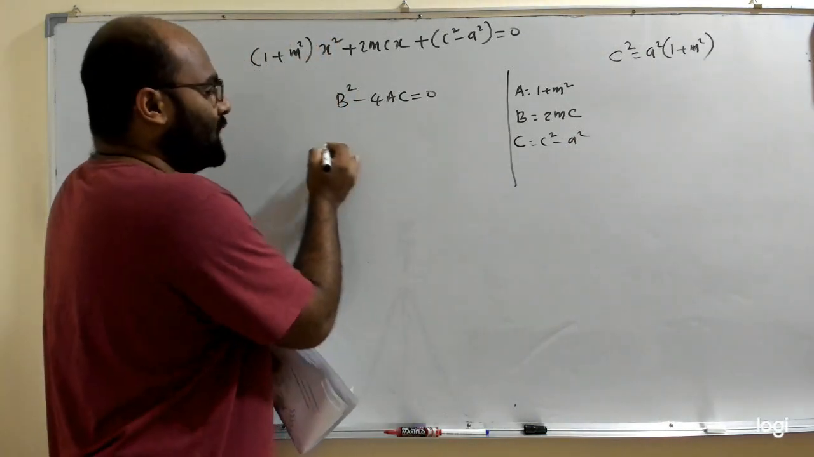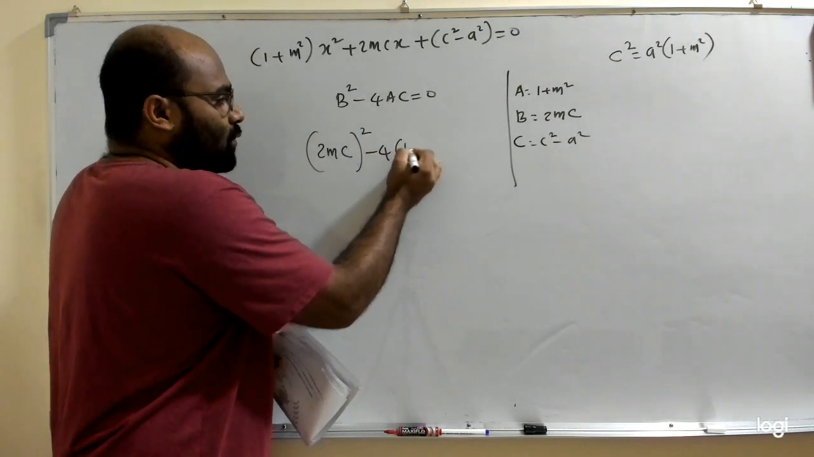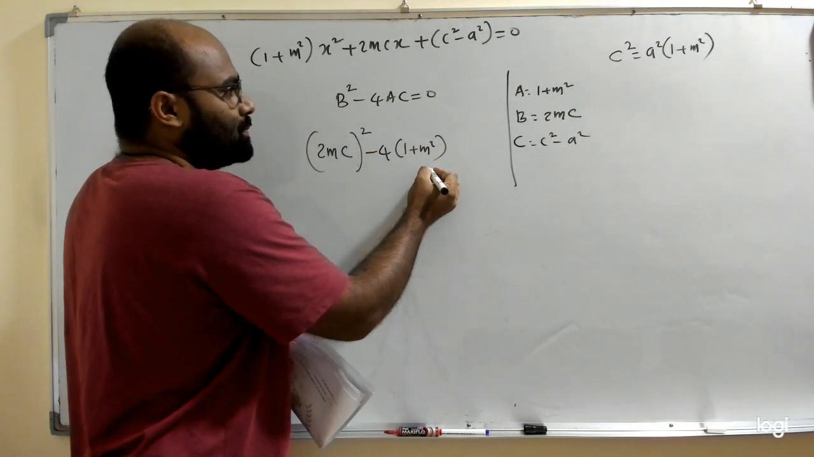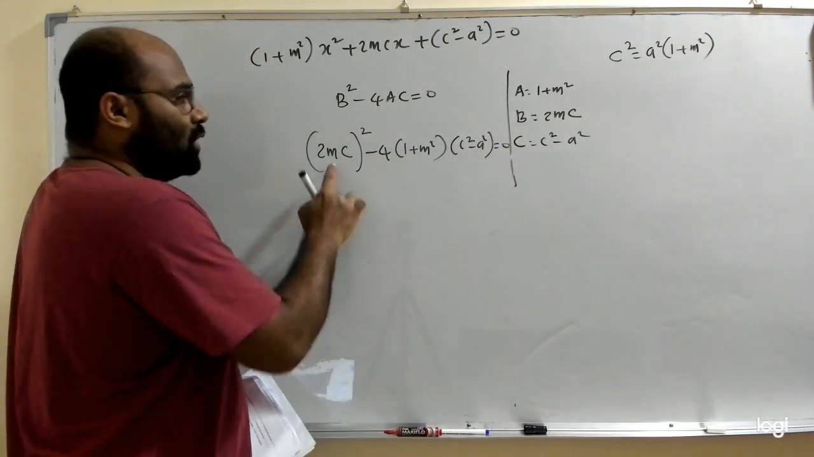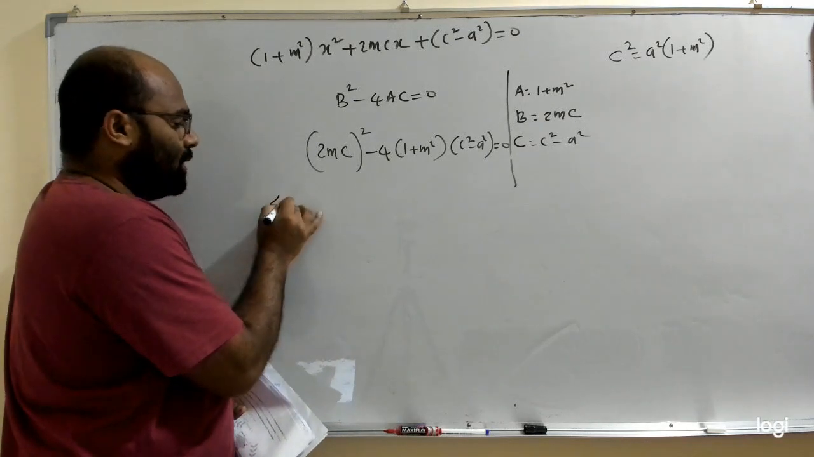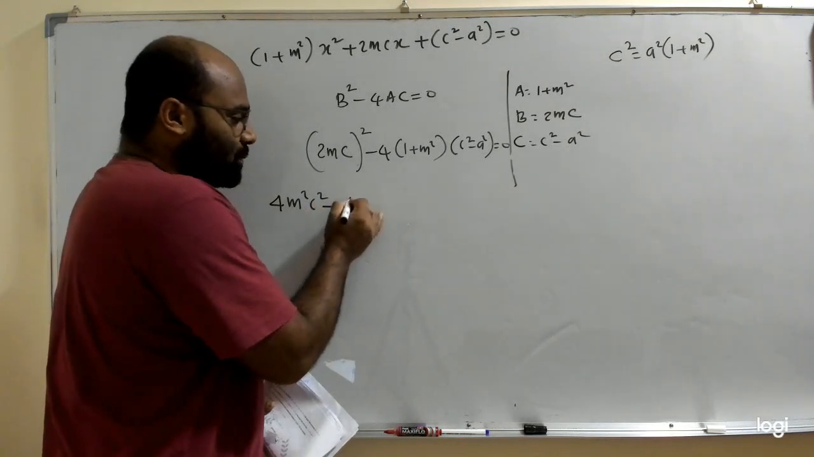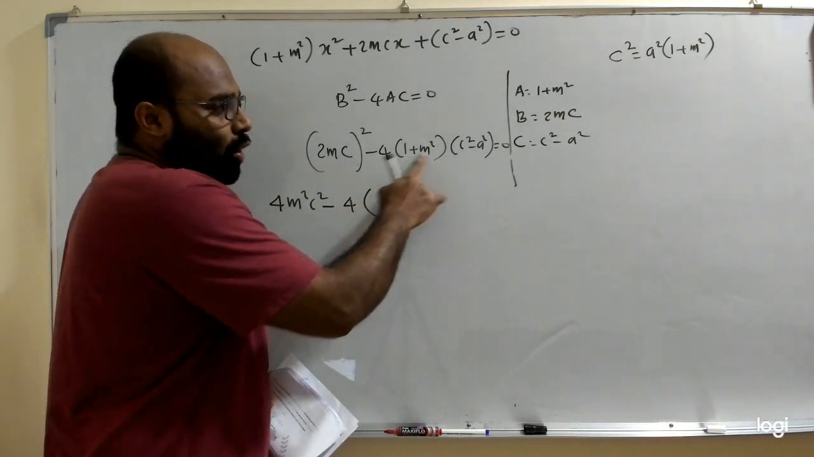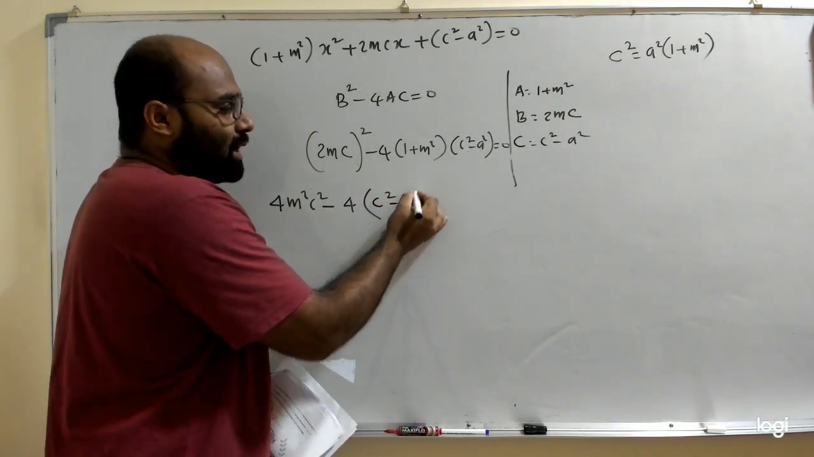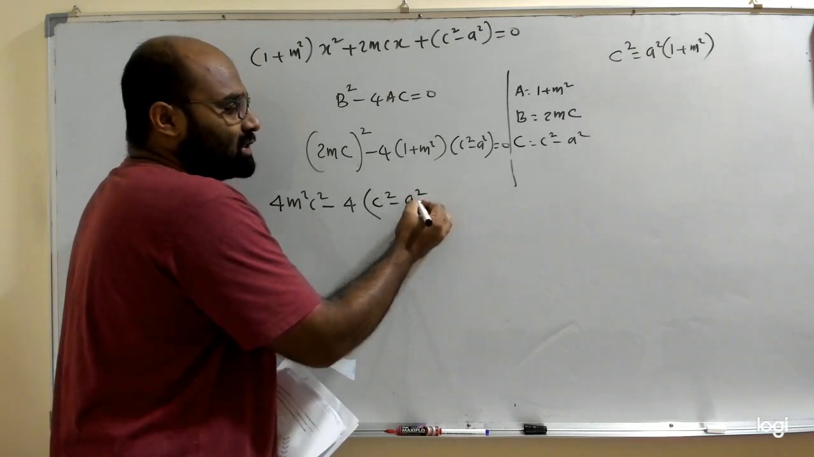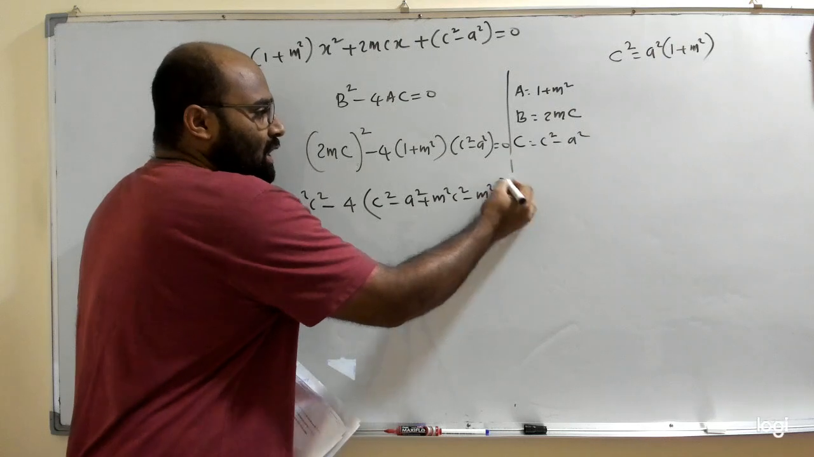Now substitute, it will be 2mc whole square minus 4 into 1 plus m square into c square minus a square equal to 0. What is 2mc whole square? It will be 4m square c square, you know, laws of exponents. Minus 4, let it be outside. Please open this bracket. 1 into c square, 1 into minus a square, m square c square. Finally, minus m square a square equal to 0.